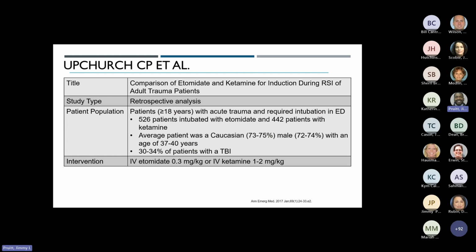Another study was this Upchurch study, and it was comparing etomidate and ketamine for induction of RSI in trauma patients. So this was exactly what we were looking for. And I told you I actually mixed some of the studies in, but this was a retrospective analysis that looked at patients 18 years and older, close to over 1,000 patients. So we looked at etomidate and we looked at ketamine. The average patient was a Caucasian male, ranging anywhere from 37 to 40 years old. So our traditional patients. And we had a third of them that were TBI. Dosing was exactly how we use it, at 0.3 mg per kg for etomidate and 1.2 mg per kg for ketamine.